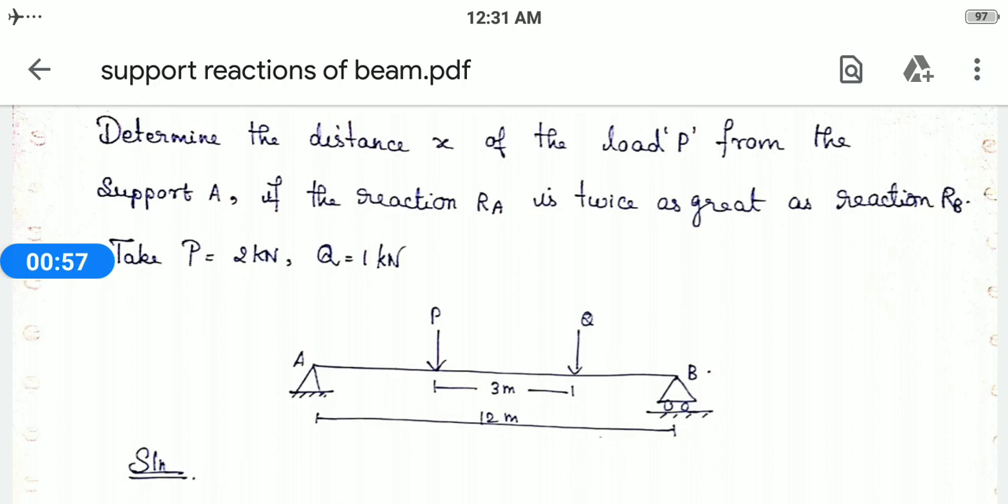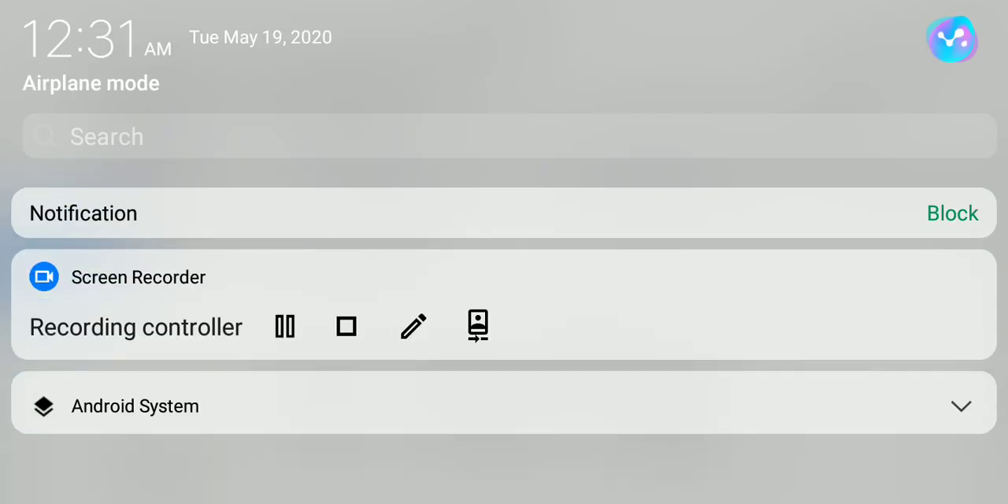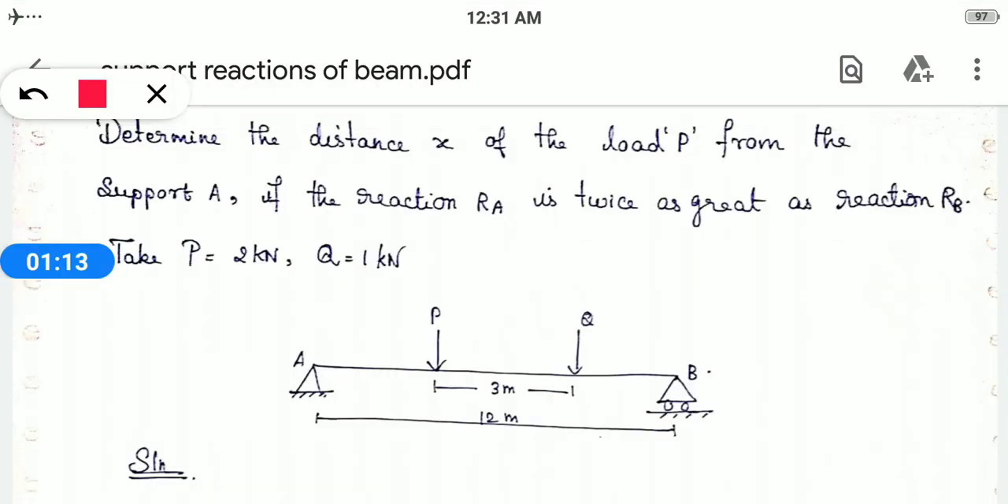See, in this sum, they have not given any reaction in the question, so we have to plot how many reactions are going to act. From the previous class video, you can come to know where the reactions will act. And the question states that we have to find the x distance, that is, the distance of the load P. P is given as 2 and Q is given as 1. We need to find the reactions now.